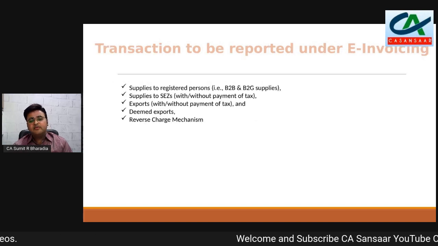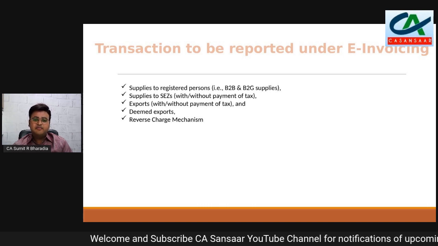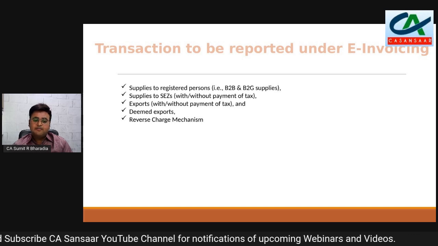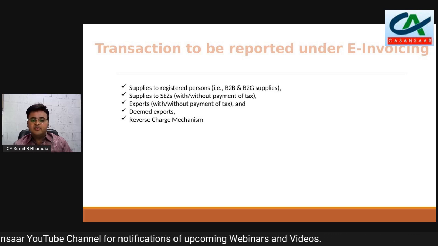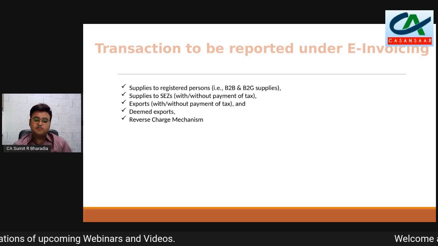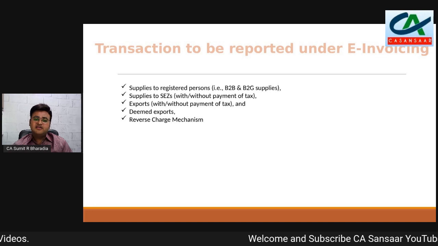What are the transactions to be reported under e-invoicing? Supplies to the registered person, that is B2B, and also B2G, business to government. Supplies to SEZ with or without payment of taxes. Exports with or without payment of taxes. Deemed exports, reverse charge mechanism. For all these transactions, e-invoicing is mandatory.